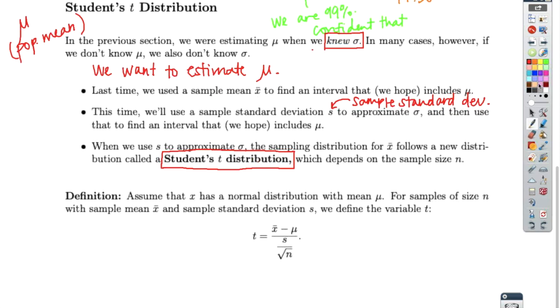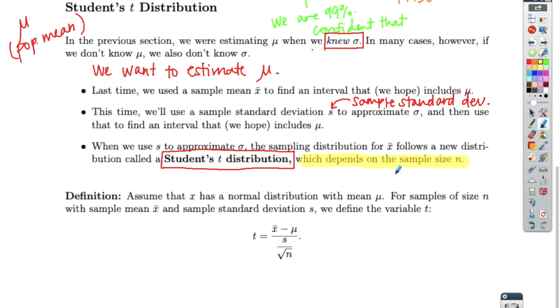First of all, one of the really important things to think about is that the student's t distribution depends on the sample size. Like the z distribution, we really never cared about the sample. You use the same table no matter what. The t distribution depends on the sample size.